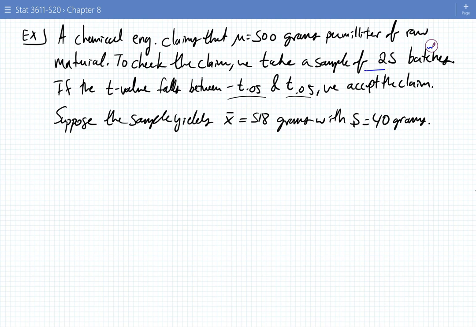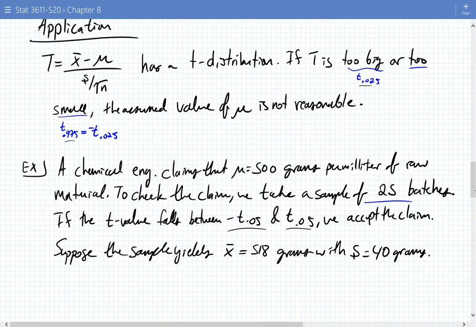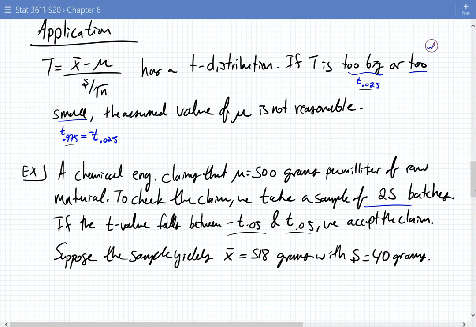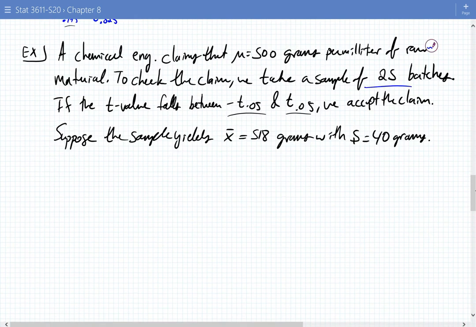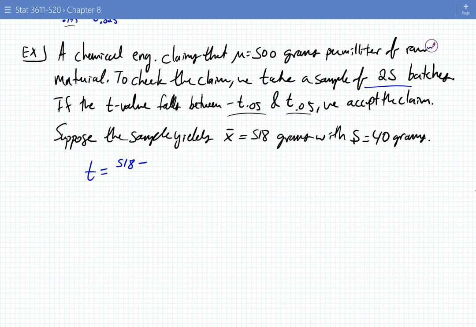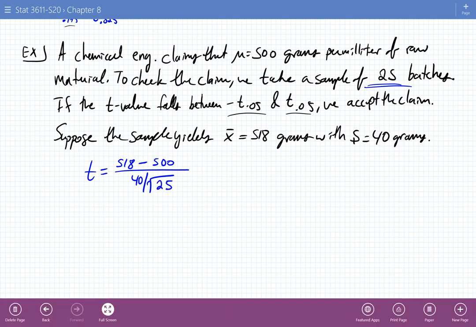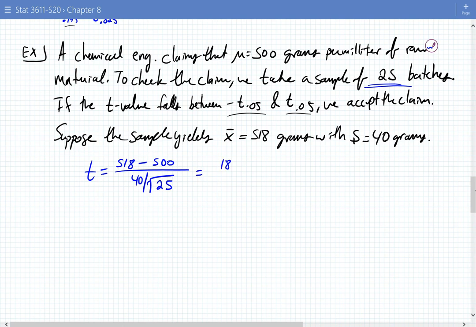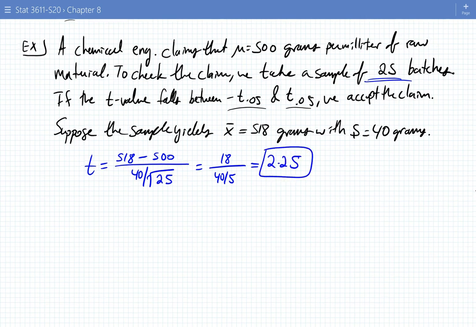Well, let's compute our t value. Remember, t is x bar minus mu over s divided by root n. So x bar is 518 minus mu, which is 500, divided by s, which is 40, over the square root of n. What's our sample size here? We have a sample of 25. And so we need to run this through a calculator. This is just 18 divided by 40 over 5, and that is 2.25. That is our t-statistic.